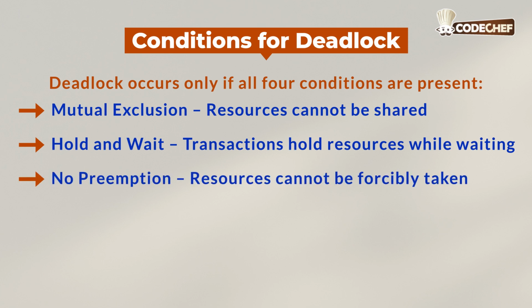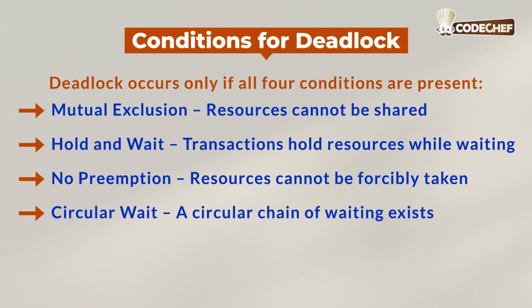Third is no preemption. It means resources cannot be forcibly taken. So we cannot take one resource from a transaction and assign it to another one. Fourth, circular wait. A circular chain of waiting exists. So like we discussed in the last example, transactions T1 and T2 are holding resources which are required by each other, leading to a deadlock in the system. Similarly, in circular wait, there can be two or more transactions which are all waiting for a resource which is held by another transaction, making a circular chain of transactions which are waiting for resources to complete their execution.